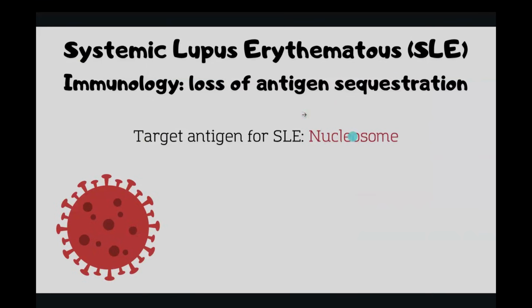So what is the antigen that is shown in SLE? What is the antigen that is no longer hidden in SLE? It is the nucleosome. So, very important: the target antigen for SLE is the nucleosome. So we have nucleosome expression outside the cell causing an autoantibody reaction. And what is the antibody again? It is antihistone. So antihistone reacts to nucleosome.